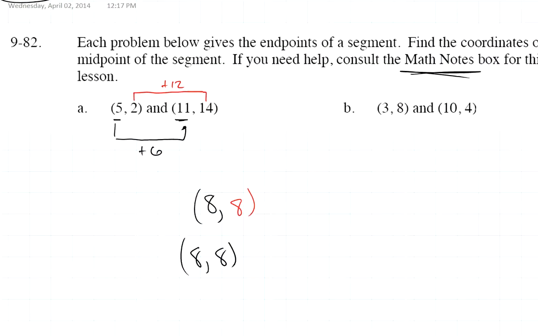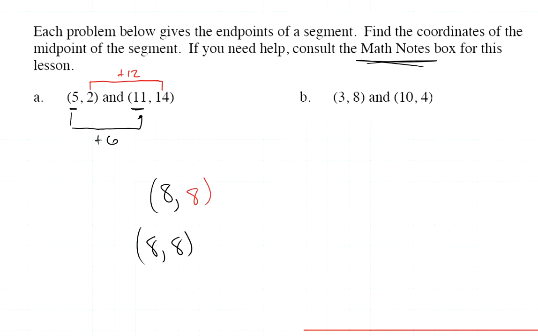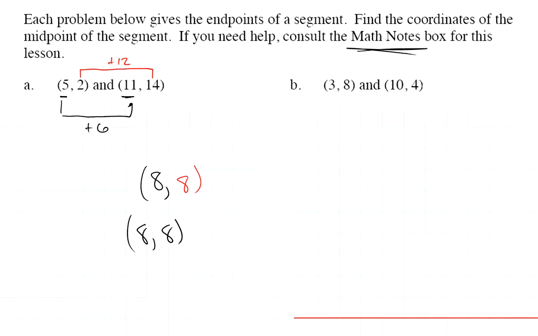Another way that you can think about this, and I'm just giving you ideas here. One way was to consider how much x is increased, and then start at the point 5, 2, the beginning, and only increase half that much. Same thing with the y's. How much did the y's increase? If you want to know where the midpoint is, just increase half that amount.